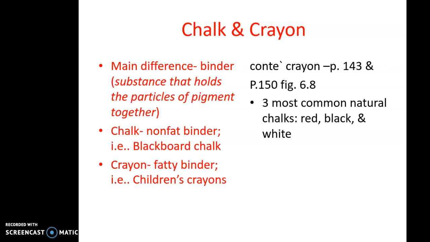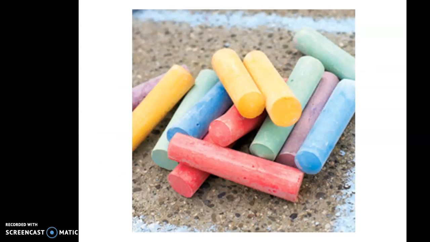Now Conte crayon, most of you I'm assuming have never heard of, and this lies in between the chalk and the crayon. It has a little bit more binder in it. On page 143 and page 150 in your text, you'll find some examples of Conte crayon. Now the three most common natural chalks are red, black, and white. This is what we normally think of when we think of chalk, like sidewalk chalk.